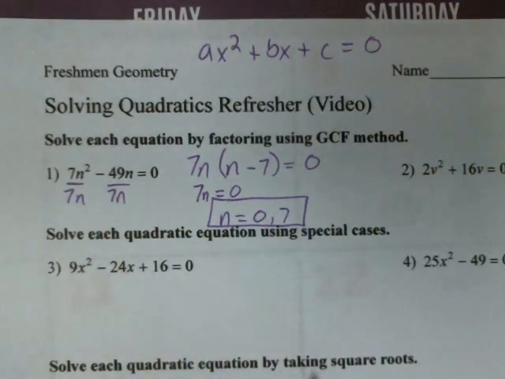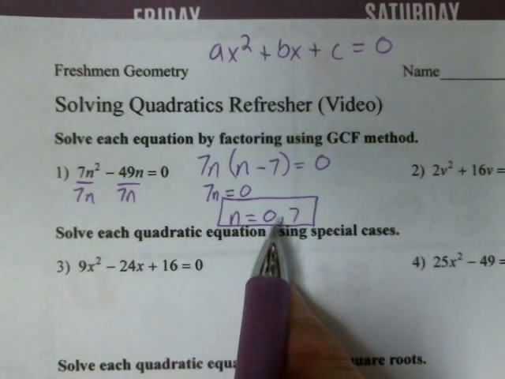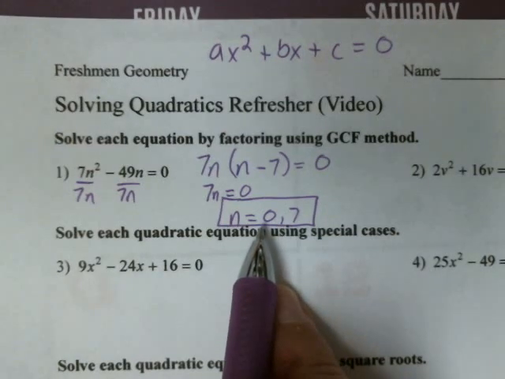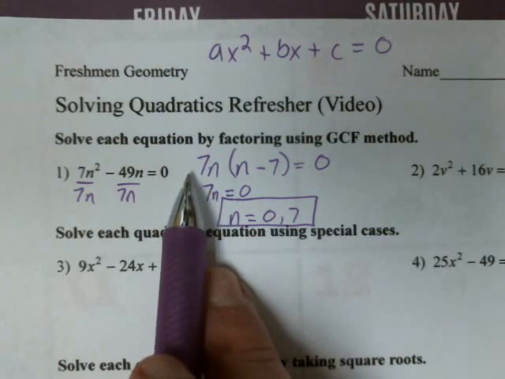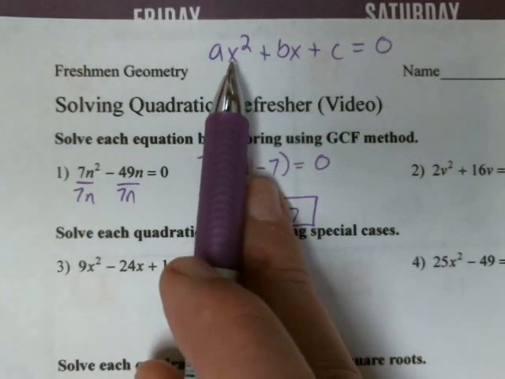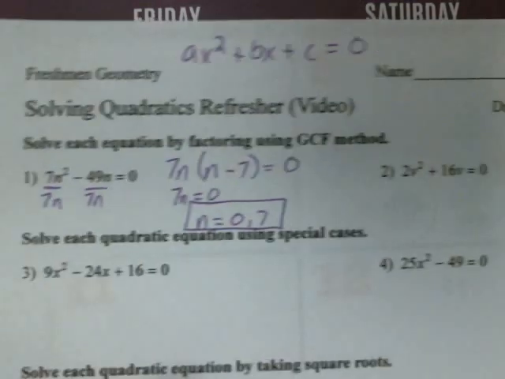So the GCF method is by far the easiest way to solve a quadratic. You just pull out the GCF, set each one of these equal to 0, and get your two numbers. And one of your answers is always going to be 0, because you're going to be pulling out an n out of both terms when you don't have that C term. You will always have an x squared and an x term, so you will always be able to pull out that variable. Okay, let's go to the next one.